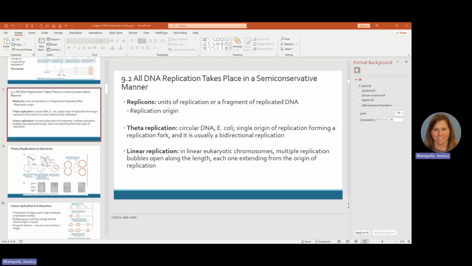All right, so for replication to take place, we need our double-stranded DNA template. We need nucleotides, and we need some enzymes and other proteins that are going to help this process along. So floating around in the cells, in the nucleus, I should say, there are a bunch of free nucleotides, our adenine, guanine, cytosine, and thymine.